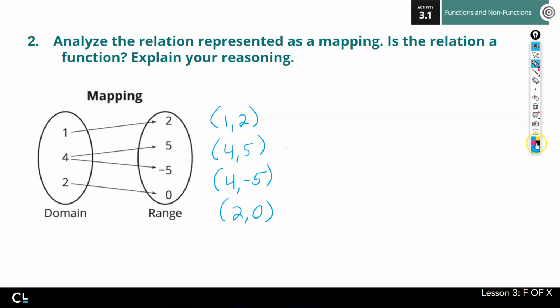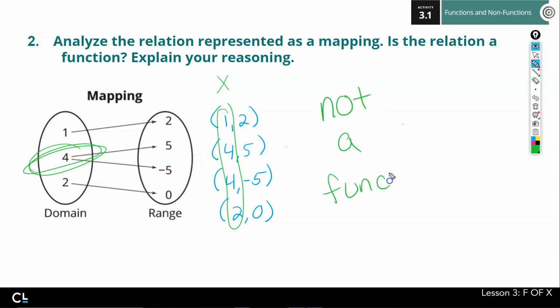Well, I hope that you notice that your domain values, your x values, those 4s are repeating. That means we do not have a function. I don't even look at my y values. I'm not concerned with them. I look at my domain.